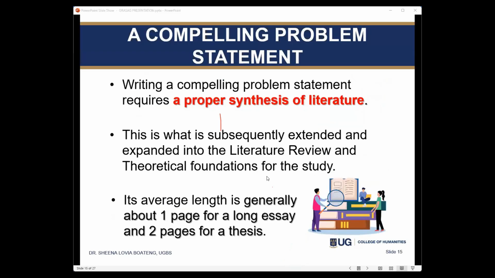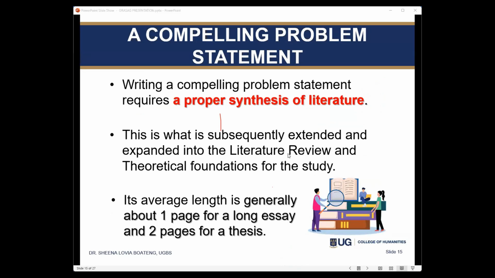So in essence, writing a compelling statement requires you to do a thorough literature review and also synthesize the literature that you identify during the literature review process very well, such that you can be able to establish a solid foundation in terms of the gaps in the literature that you want to focus on, which you will later extend and expand into your literature review chapter and your theoretical foundations.